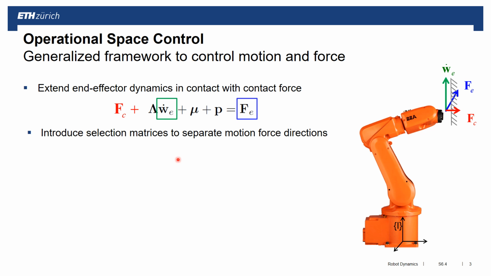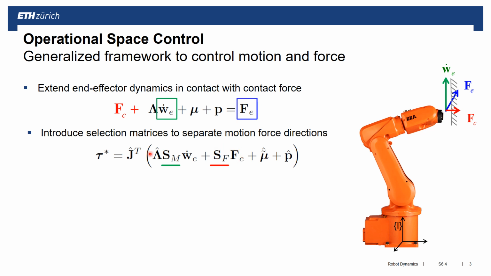Now typically we have, as we see in the example, certain directions where we can only produce force but no motion, and other directions where we can move but we cannot really regulate the forces. So what we can do is include so-called selection matrices. We have a selection matrix which ensures that the end effector acceleration is really in the direction where the system can move, and we have another selection matrix which ensures that the forces we want to apply at the contact are really only in the direction where we can apply the contact force.